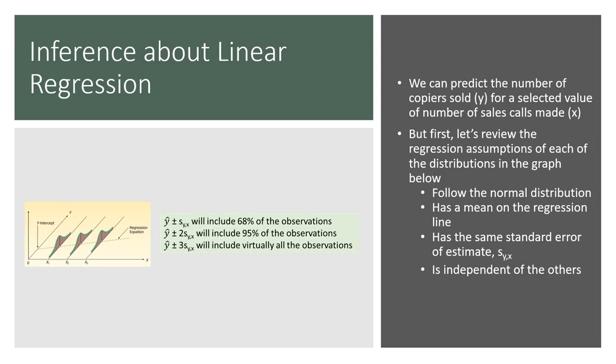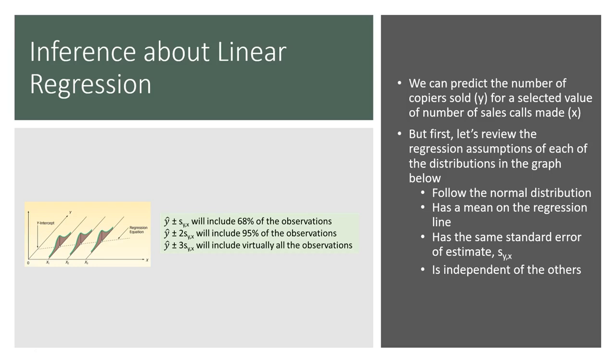Now let's take these assumptions and relate them to our North American copier sales that we looked at way back when we were doing correlation. We can predict the number of copiers sold from a selected value of number of sales calls made. Let's review the assumptions. They have to follow the normal distribution, have a mean on the regression line, have the same standard error of the estimate, and they need to be independent of everything else.